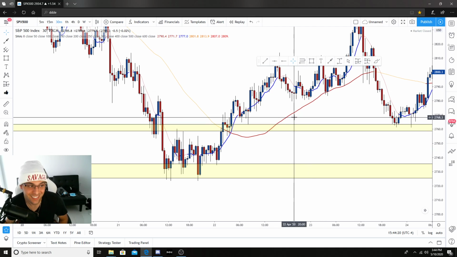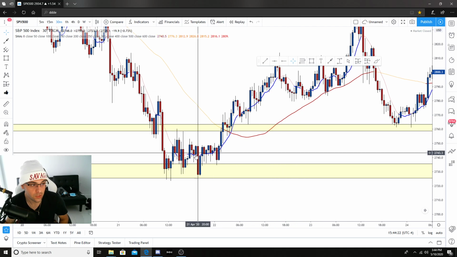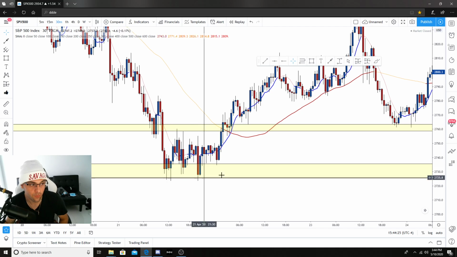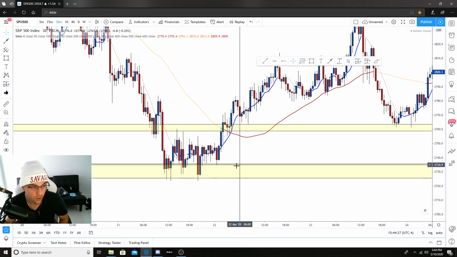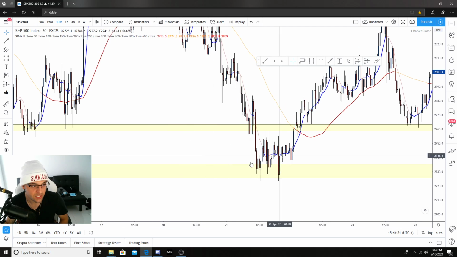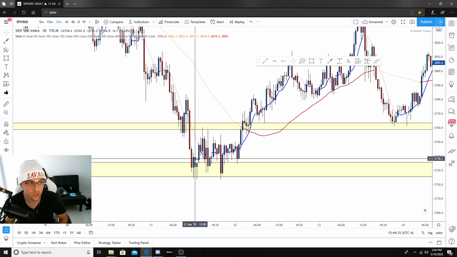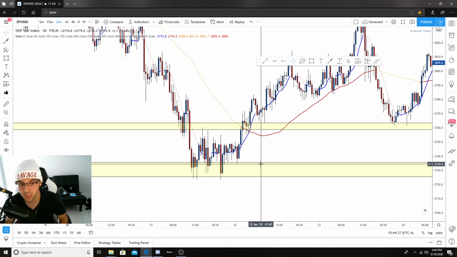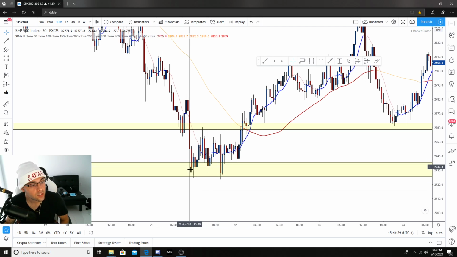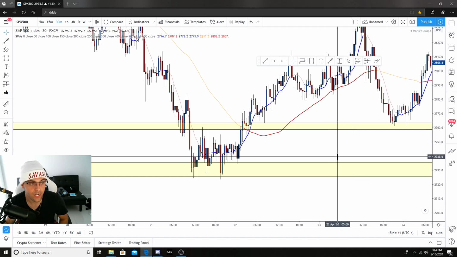So one thing that I did see was that we weren't really creating a really nice level of support here. We did have this one, but I didn't really like it because I wanted to see how the 4 hour was going to hold, because we had just made new lower lows on the 30 minutes. So I wanted to see how this level was going to hold before anything. So we kept going and going, and now we're just in a range and we're consolidating.